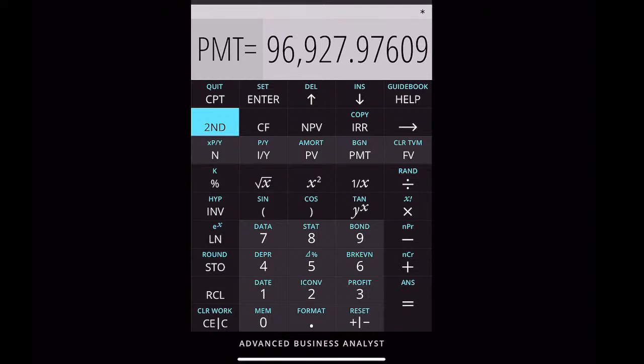So anyway, working with the positive and negative, you just got to be clear that one of payment and PV needs to be a negative, but not both. So I guess I could add here a negative sign.